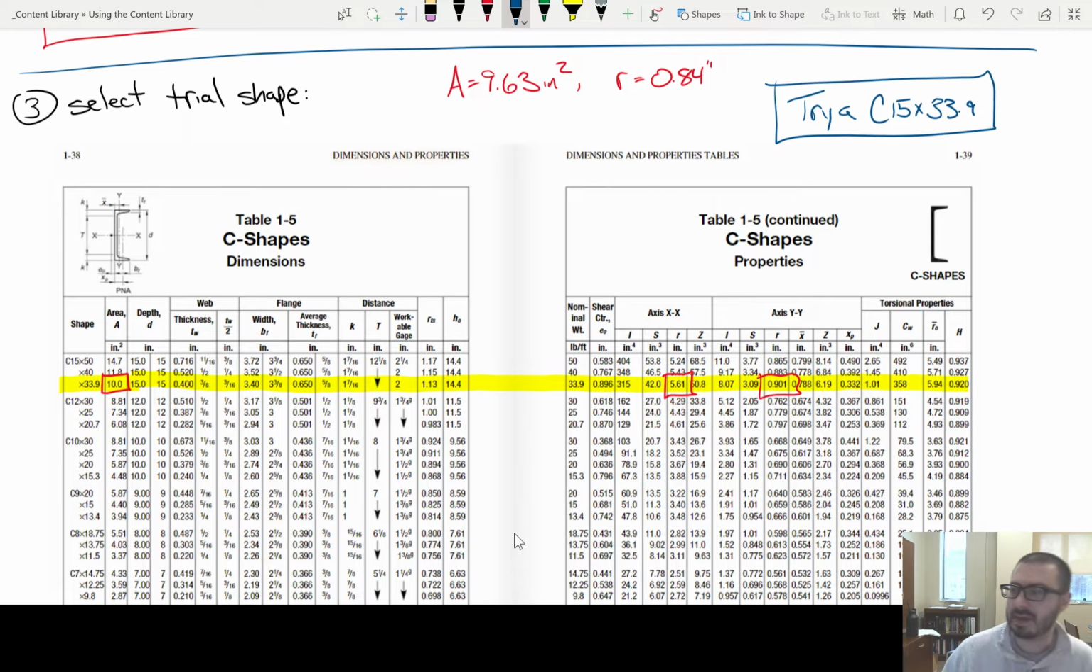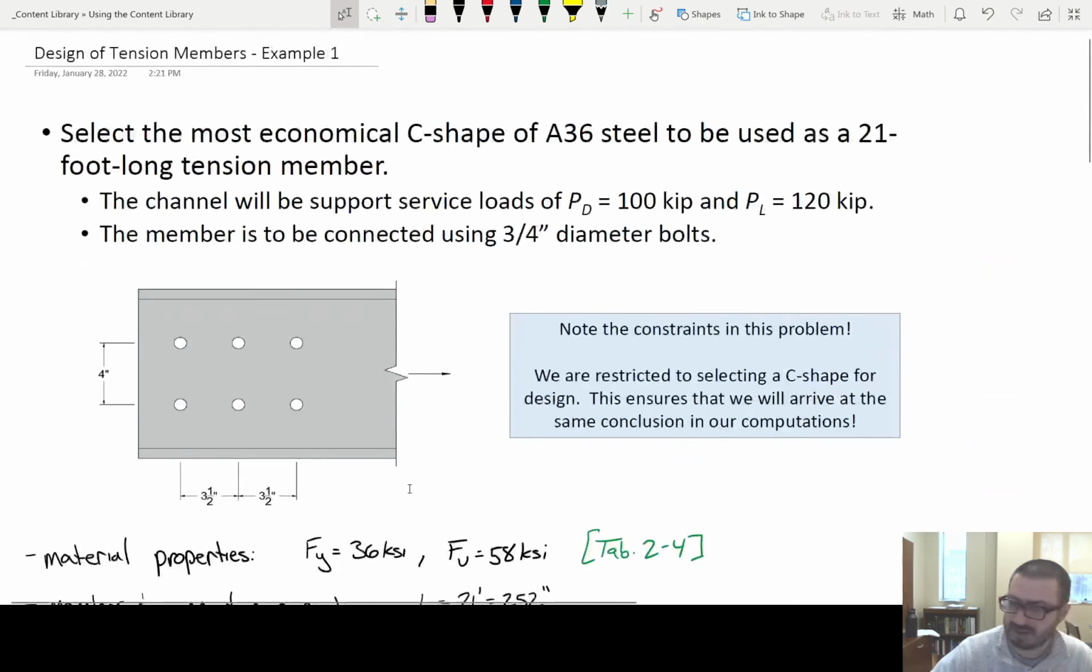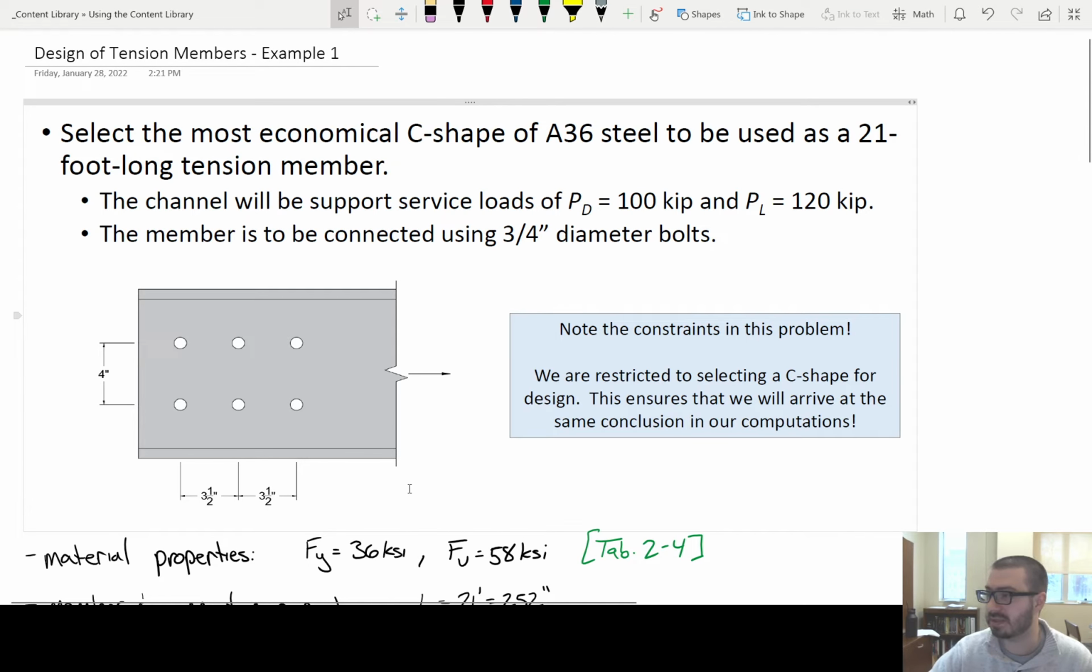Now I say try because I don't know if this is going to work. Remember, I'm making this selection based on guesses for the net section fracture. That 0.75 times F_u, there's a lot of assumptions built into that. So we have to assess this shape, okay? So step 4 is going to be analyze the C15 by 33.9. And so in order to do that, I am going to need a few additional properties. If you remember, let me scroll up. Let's look at this. What other properties am I going to need?